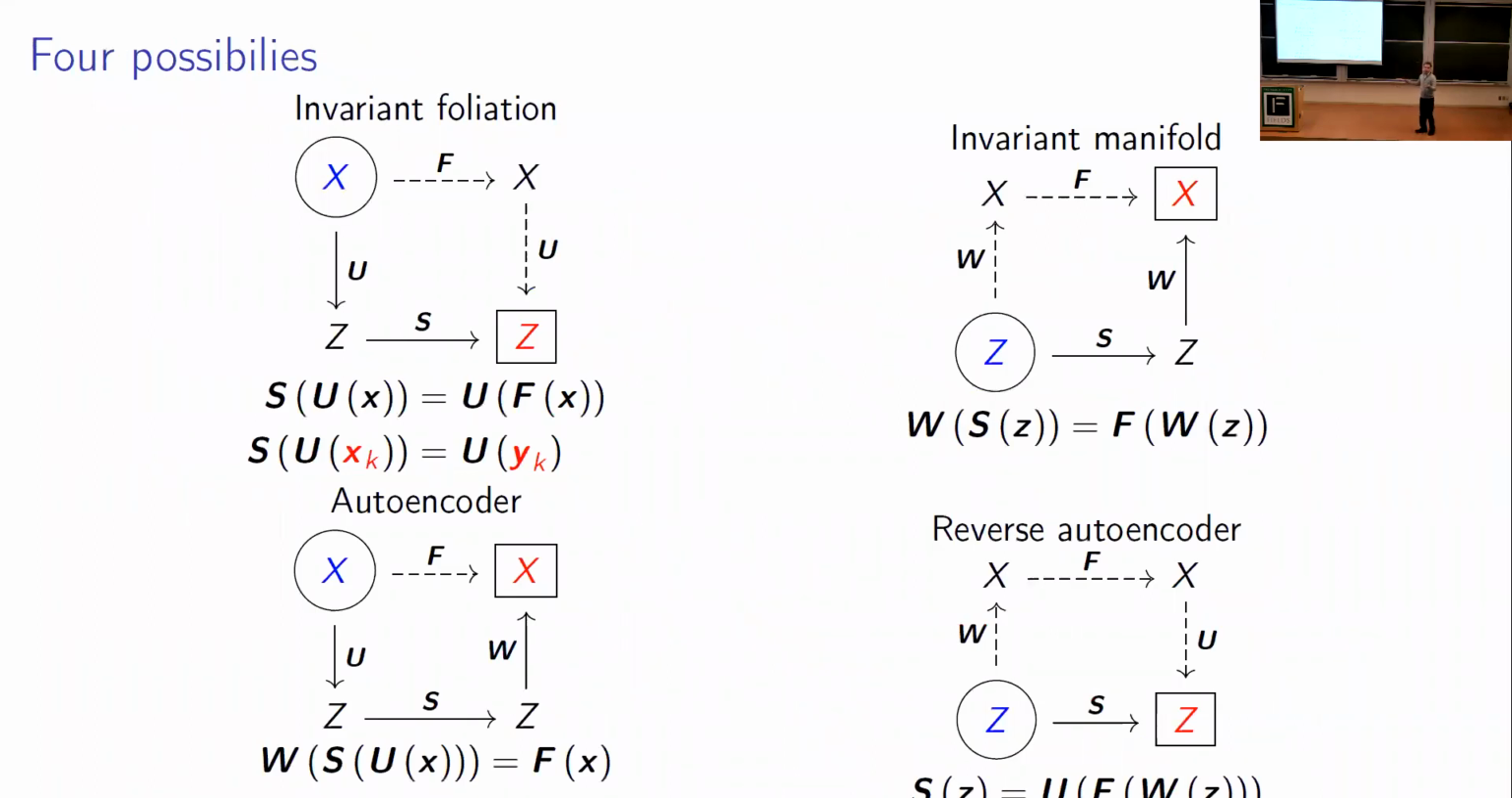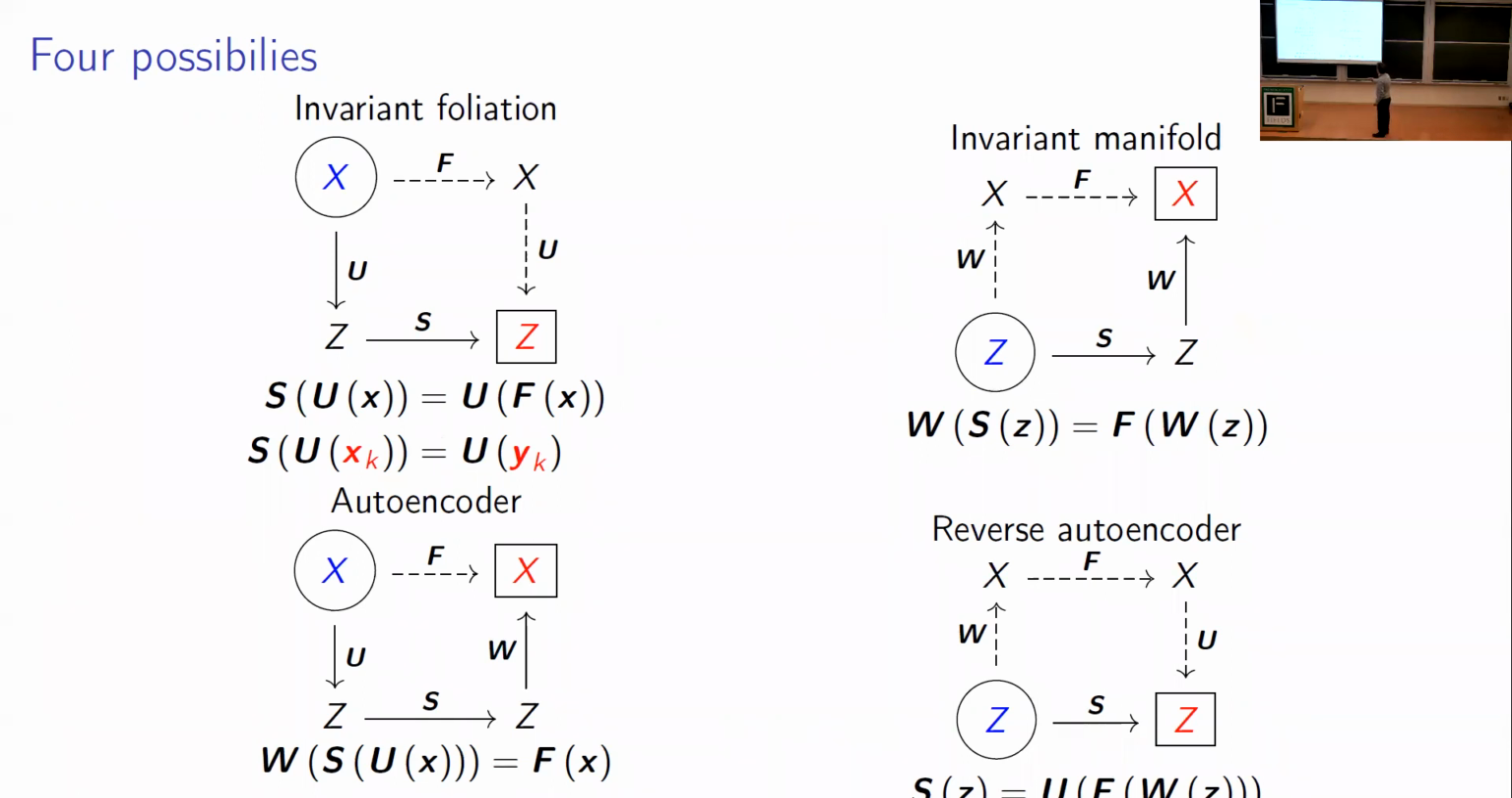So what can we do with these two types of connections? We can actually put them into so-called commutative diagrams. Some of them won't commute, others will. So if we have an encoder from both the initial conditions and the result of the time one map, so after you applied f, then I call this an invariant foliation.